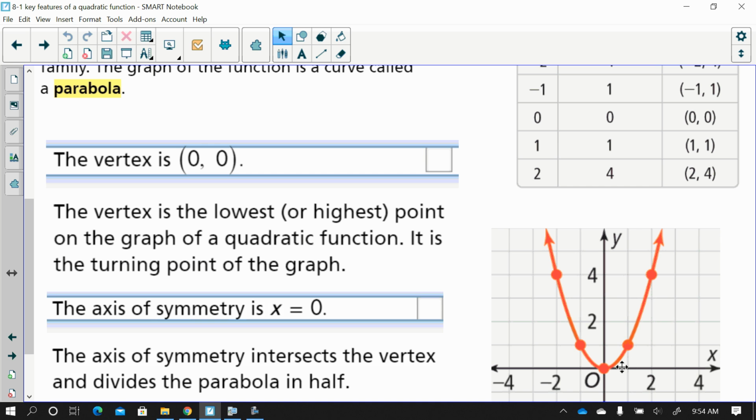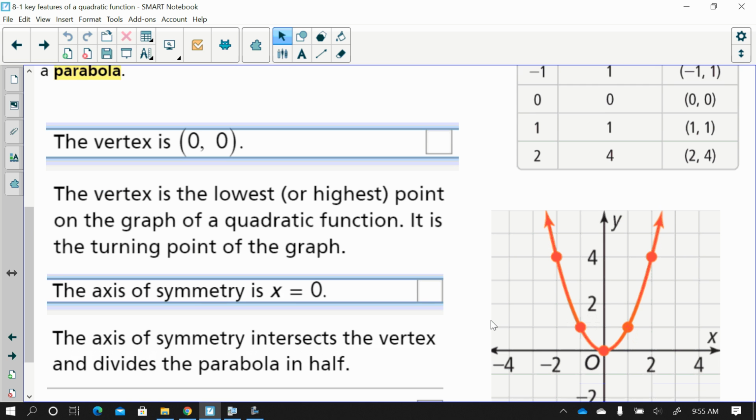This is called a parabola. It makes a U shape. An important point on a parabola is called the vertex. The vertex is where I switch directions. So our vertex here is (0, 0). The vertex is the lowest or the highest point of the graph of a quadratic function. It's also called the turning point because this is where I switch directions. See here, I'm going down, hit this point, boom, I'm going back up.